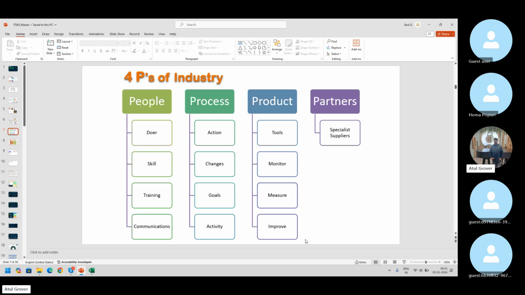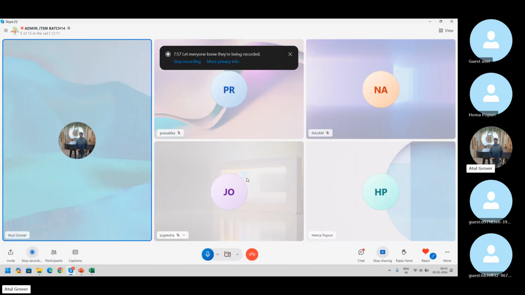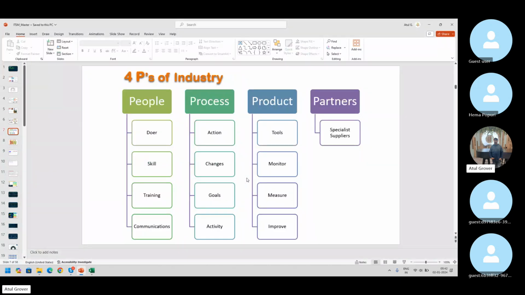A tool cannot improve by itself. To do that part, we have people. And how to improve? We have a process. Right? In class, when we were studying, we had multiple types of tests. Daily test, weekly test, monthly test, then quarterly test, half yearly test, and then yearly test. This is what? For the improvement only.